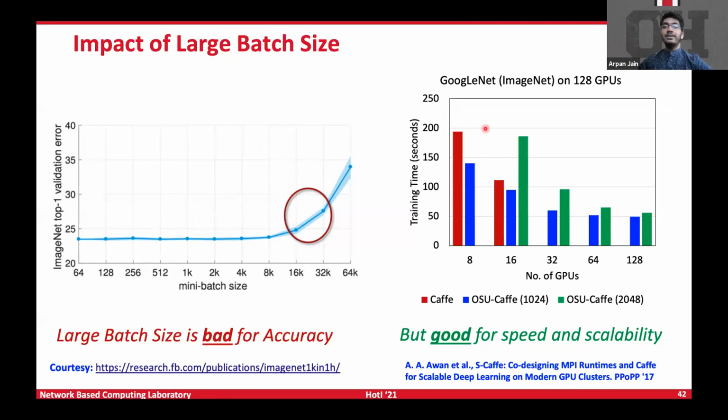Okay. Here I'm showing another graph which shows that large batch size is good for speed. As you increase the batch size and add more GPUs to the DNN training, the overall training time decreases. As you can see, it is decreasing from 200 seconds to just 50 seconds, but there is a limitation. This is an older graph, so we are going to show you the newer graphs also, newer trends and the scalability numbers.